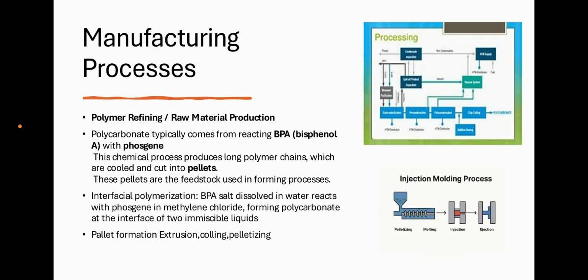The manufacturing processes: polymer refining, or raw materials production. Polycarbonate typically comes from reacting BPA, bisphenol A, with phosgene. This chemical process produces long polymer chains which are cooled and cut into pellets. These pellets are the feedstock used in forming processes.